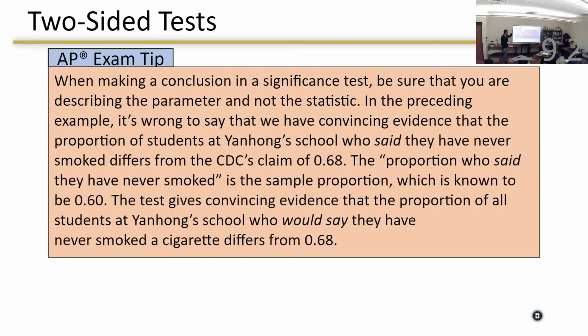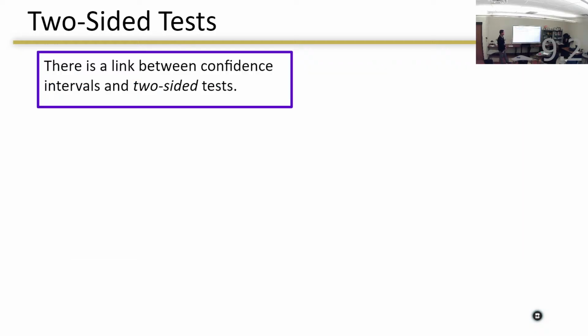with. Good? When making a conclusion, be sure you're describing a parameter and not the statistic. Be careful about that. It's wrong to say we have convincing evidence that the proportion of students at the school who said they have never smoked. That's inferring the sample. I don't want to talk about the proportion who said. I want to talk about the true proportion of all students. So just be careful about that.